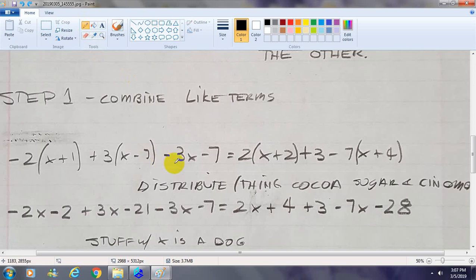Nothing to do. You just move this down. See, you just copy it. Same thing with the minus 7. No parentheses, just move it down. Be careful, don't make any mistakes. It's so easy to make mistakes.